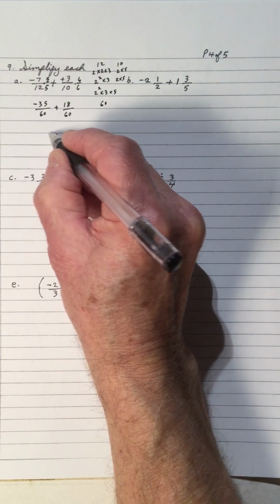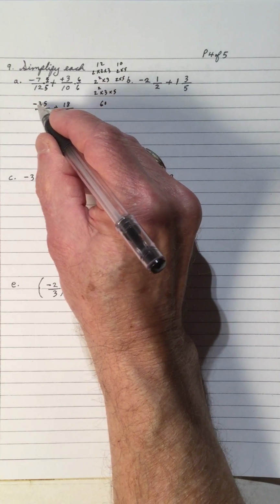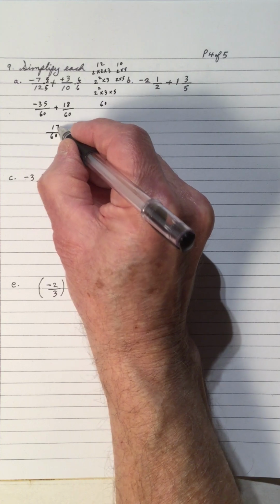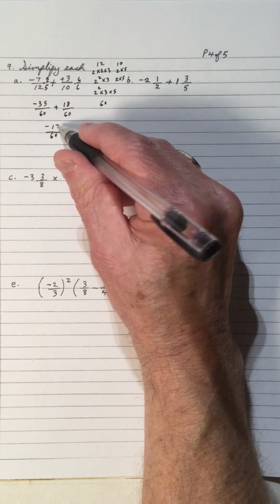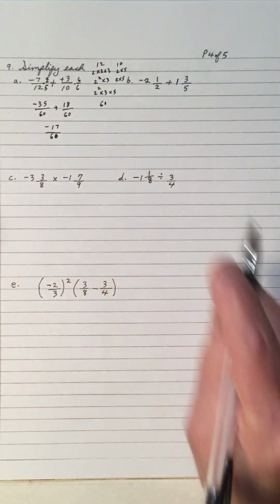60 is the LCD, and we add here. 35 take away 18 is 17, and it's negative. And again, 17 is prime, so we can't reduce it. So negative 17 over 60.